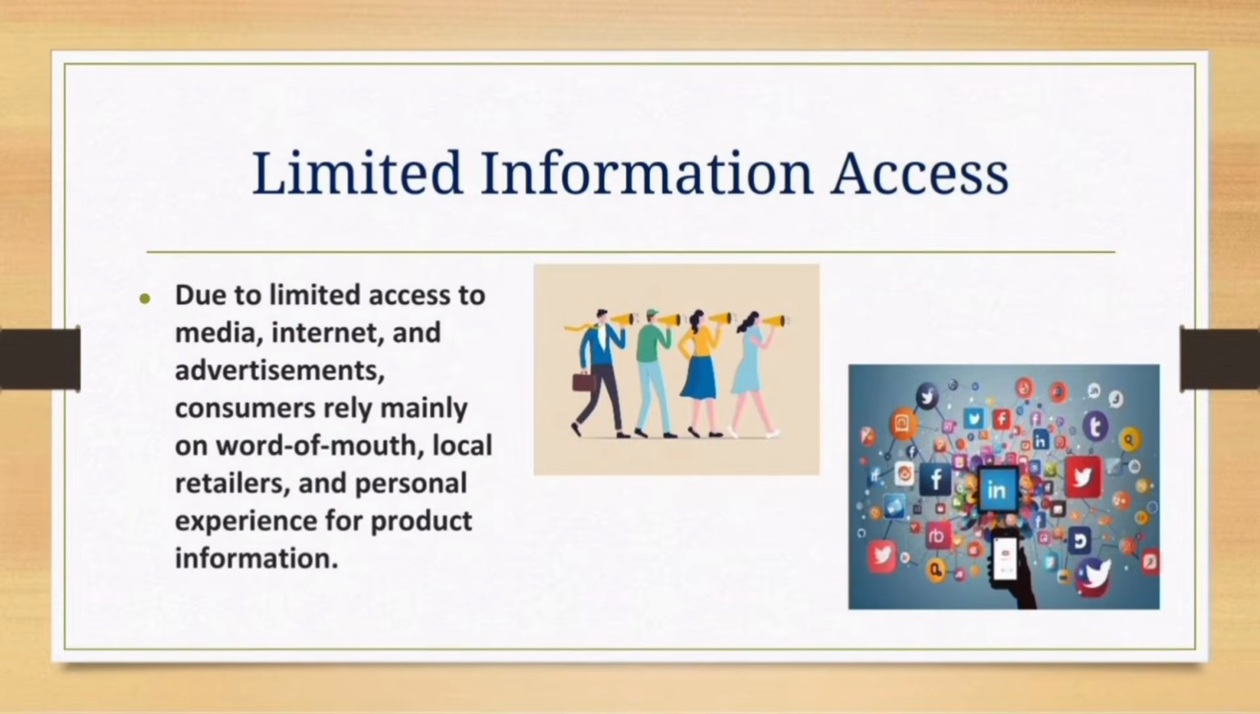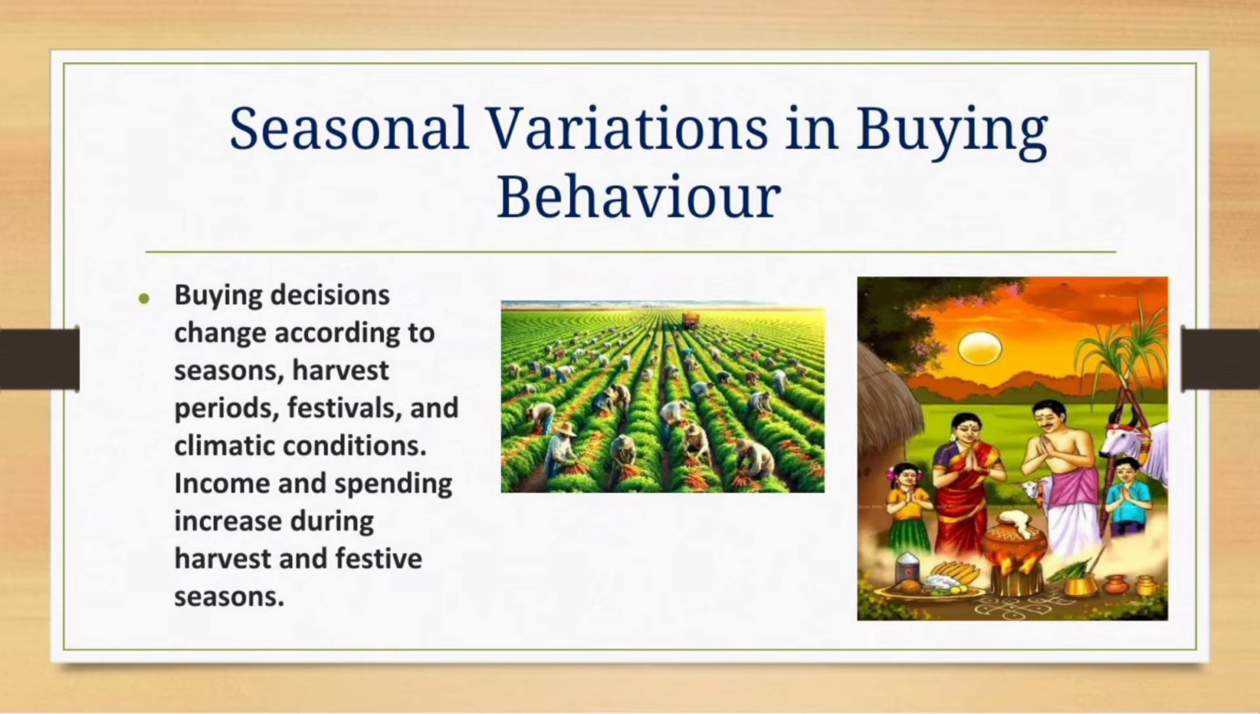The next aspect is limited information access. Rural consumers have limited access to information due to low levels of education and poor exposure to mass media. They usually gather product information from local shops, word of mouth, and community meetings. Therefore, marketers need to adapt suitable strategies to communicate effectively, such as using simple language, visual advertisement, demonstration, and local leaders to spread awareness about the product.